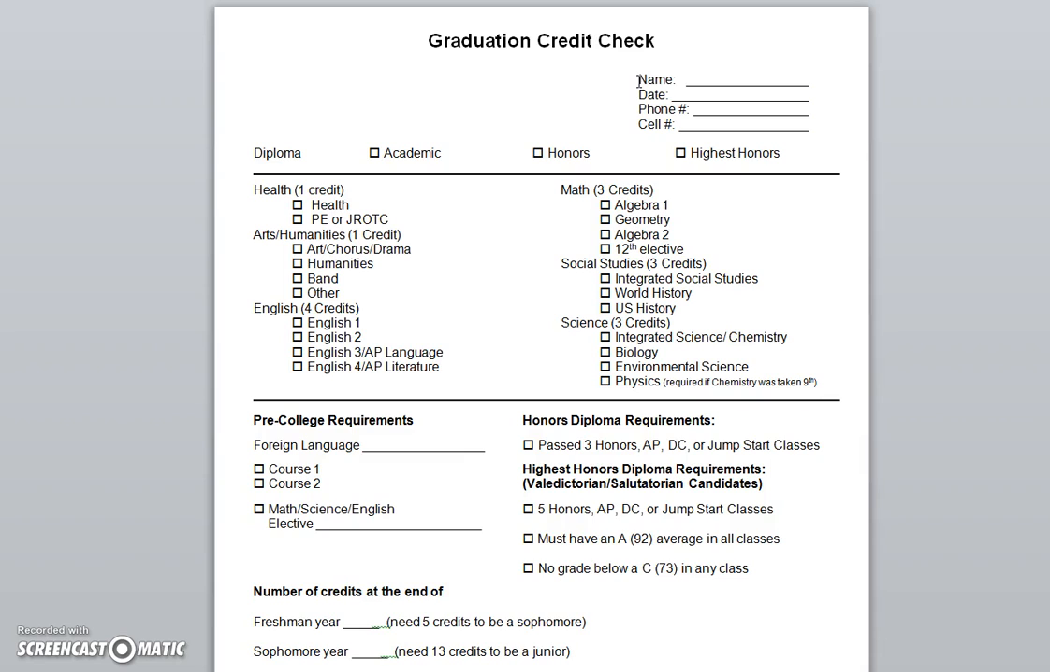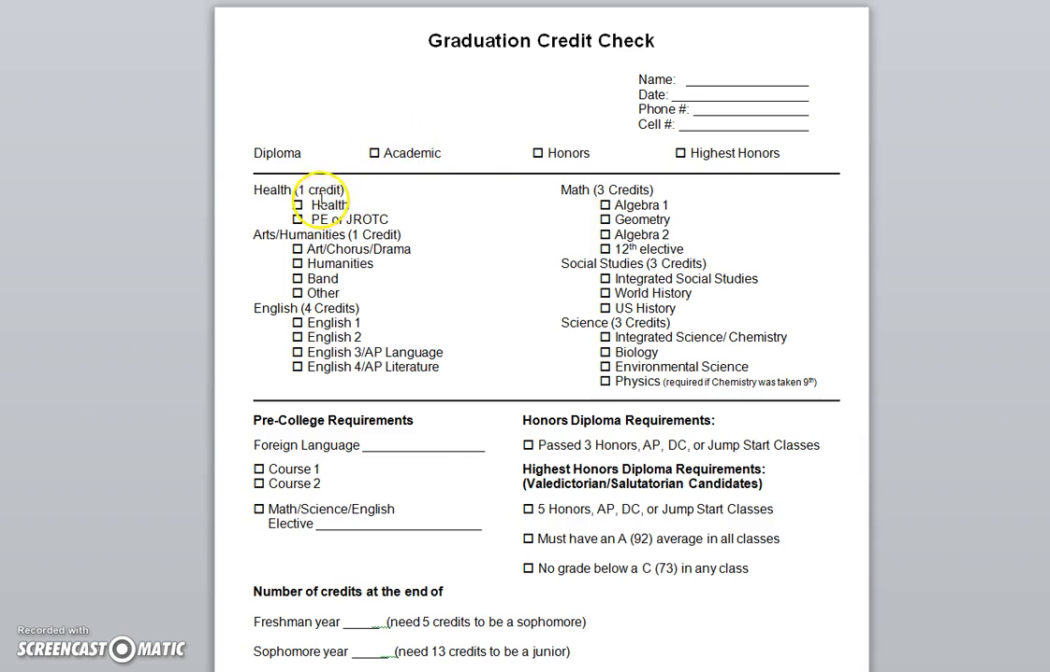At this time, go ahead and fill out your name and the date that you completed this grade check. We want to keep a record of when this was done. Also, if you know, go ahead and select whether you're going to be receiving the academic or the honors diploma or the highest honors diploma. You can find this information in your handbook, and we can talk about that later.